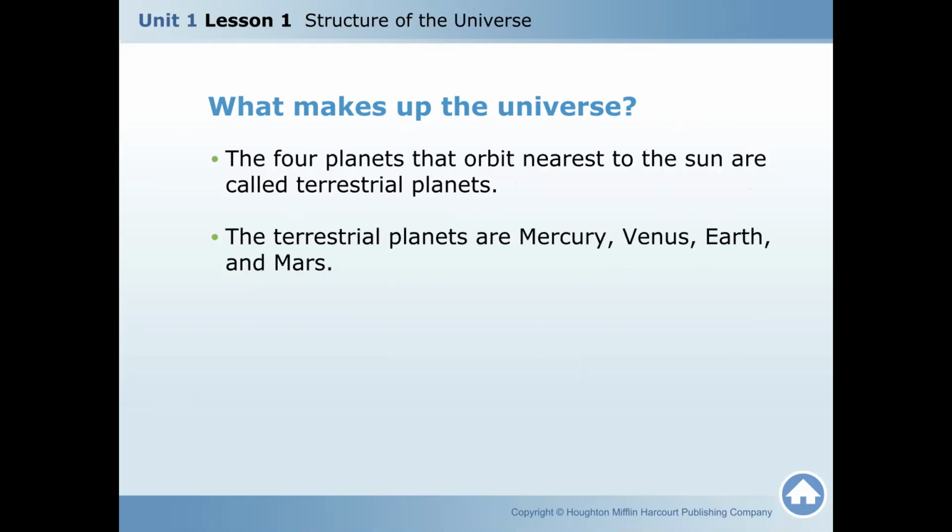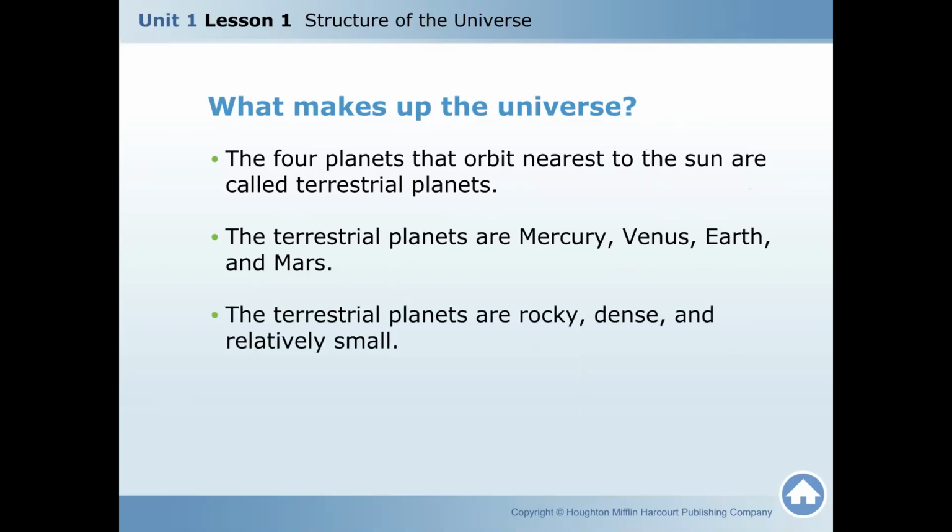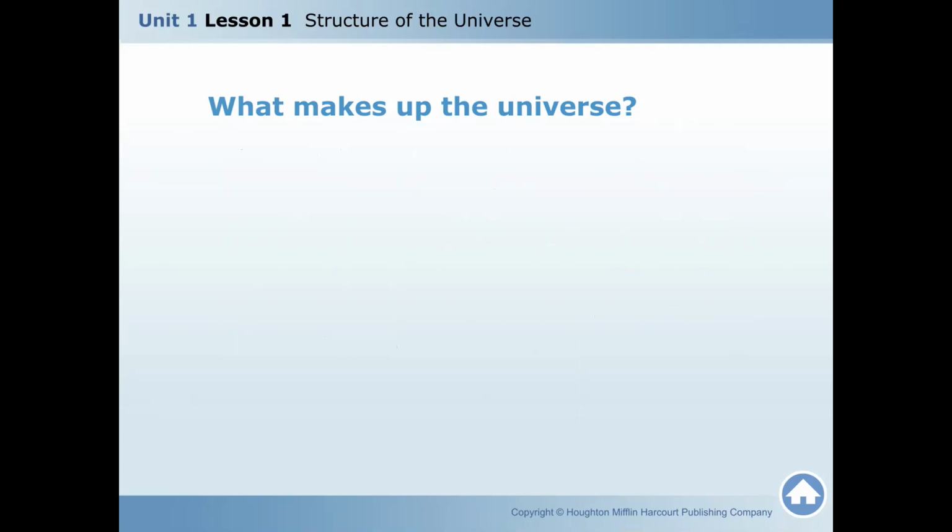The 4 planets that orbit nearest to the sun are what we call terrestrial planets. The terrestrial planets are Mercury, Venus, Earth, and Mars. The terrestrial planets are rocky, dense, and relatively small.